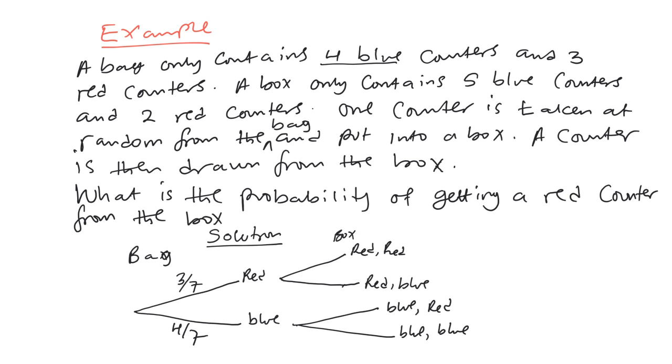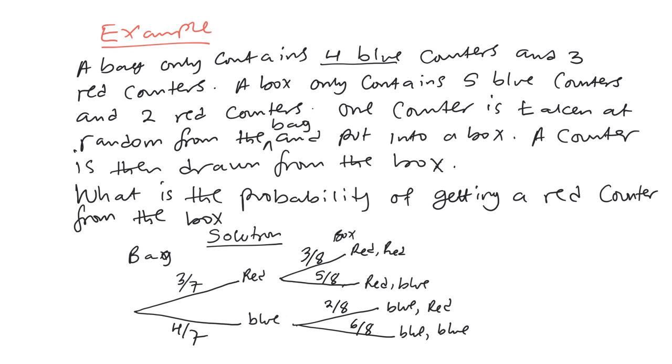So this is 3 out of 8, and this will be 5 over 8. If we picked a blue from the bag and placed it into the box, the red won't be affected, but the blue number increases to 6. So this becomes 2 out of 8, and this will be 6 over 8. Now, the question is, what's the probability of picking a red?